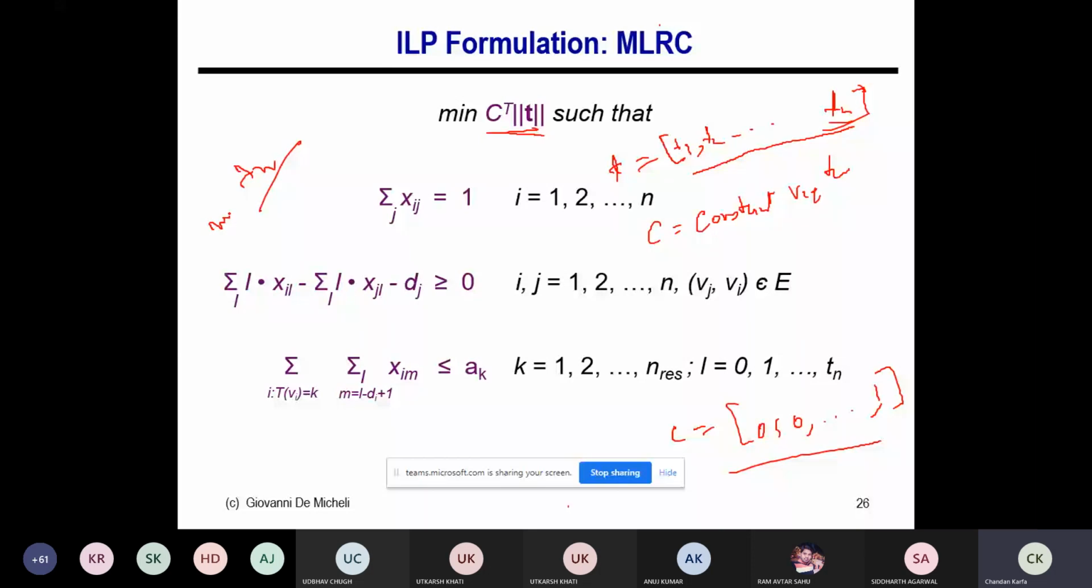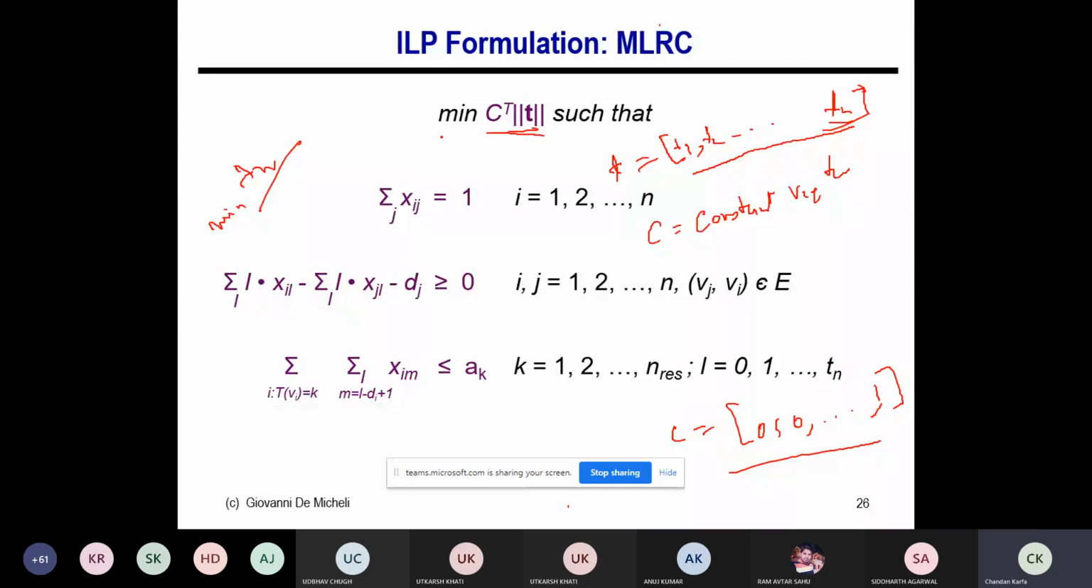So, just minimization of Tn. If I consider C transpose, C is basically all zeros, only the last element is one. So my minimization function becomes minimization of the value of Tn. That means I want to get a schedule which takes the minimum number of time steps, right?